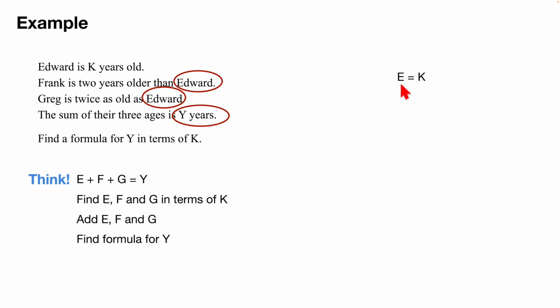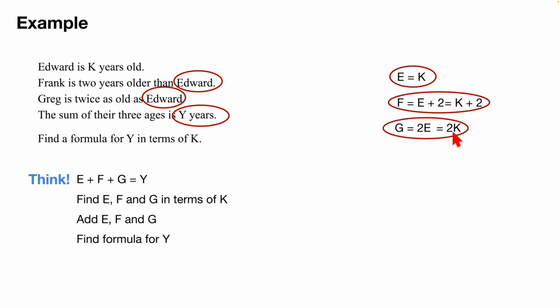So we start off, Edward is K. That's easy enough. Frank is 2 years older than Edward. F is Edward plus 2, and we know Edward is K, so that equals K plus 2. Lovely. Greg is twice as old as Edward. So Greg equals 2 Edwards, but we know an Edward is worth a K, so that's equal to 2K. We now have E in terms of K. We have F in terms of K. We have G in terms of K.